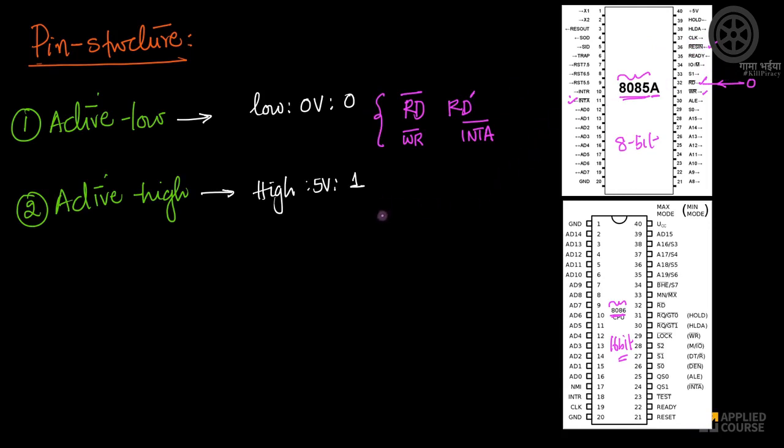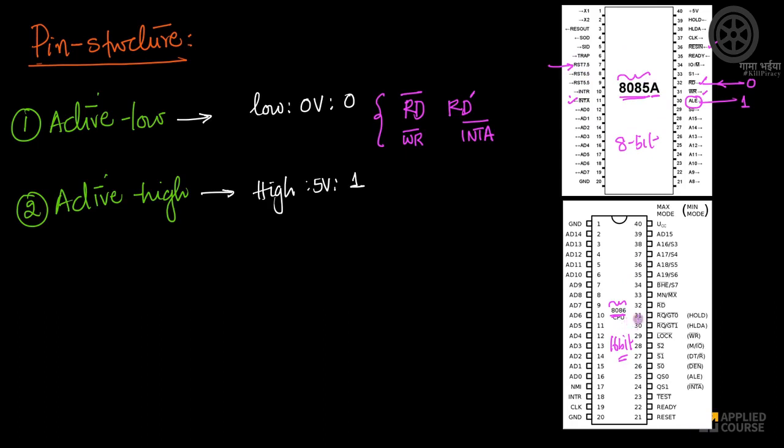Active high basically means the other pins. Look at any of these pins. Look at the ALE pin here. This is active high, which means when it is 1, this pin is active. We'll learn what ALE is in a little while. Similarly, look at this reset pin, RST 7.5. Each of these pins has its own meaning, as different microprocessors will have different sets of pins.